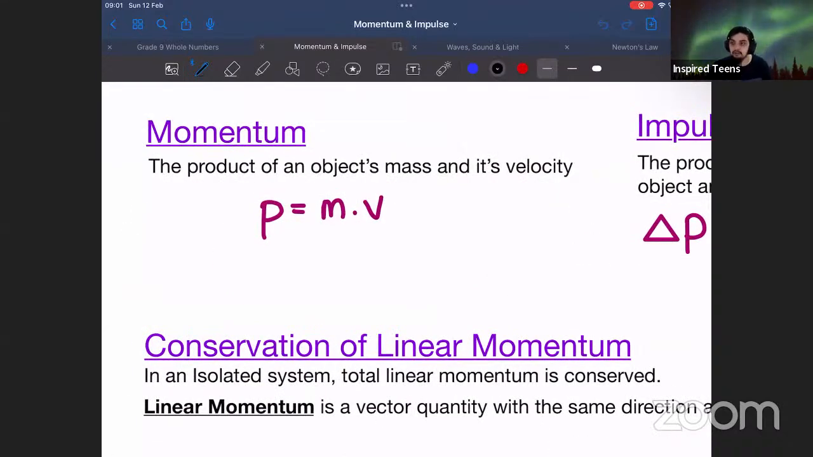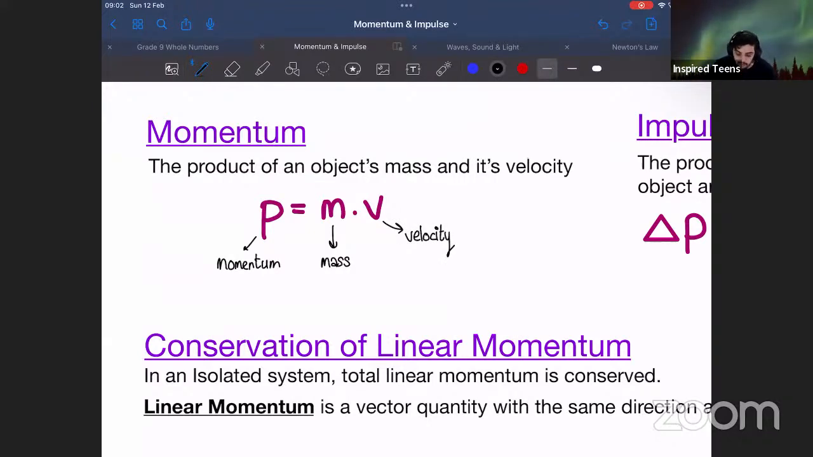Okay, so we're going to start off by first going through momentum and its definition. Momentum is defined as the product of an object's mass and its velocity, and we can see the defining formula, P is equal to M times V, where P is the symbol for momentum, M is mass, and V is velocity.